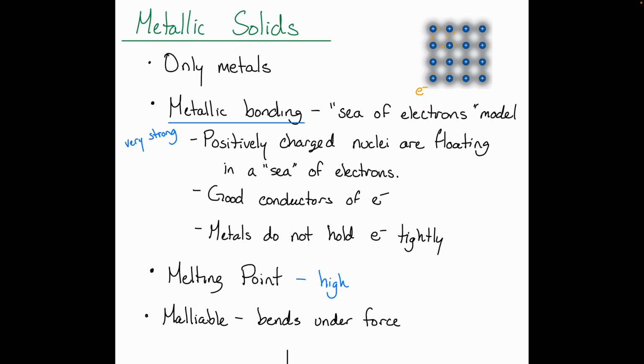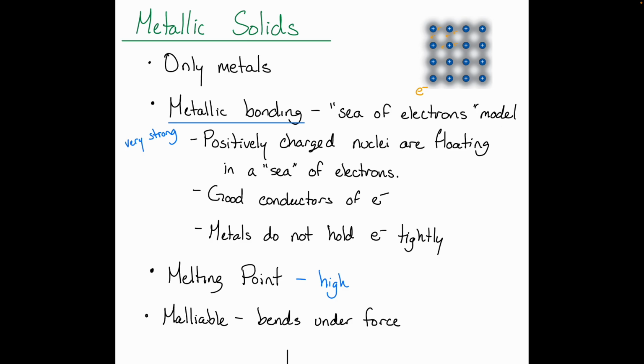All right, so we have our metals, metallic solids. This is a new kind of bonding that we call the sea of electron model. The idea is that since metals don't hold on to their electrons very tightly, when they form this solid structure, they just have their positively charged nuclei floating around in a sea of electrons. That's also why metals are good conductors of electricity. Still a very strong type of interaction, metals tend to have high melting points. But unlike ionic compounds, they will bend under force as opposed to cracking.